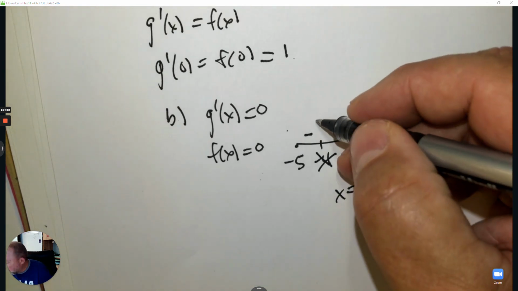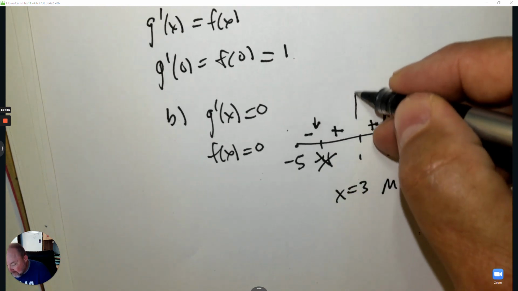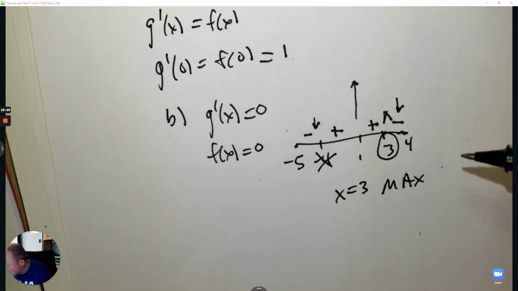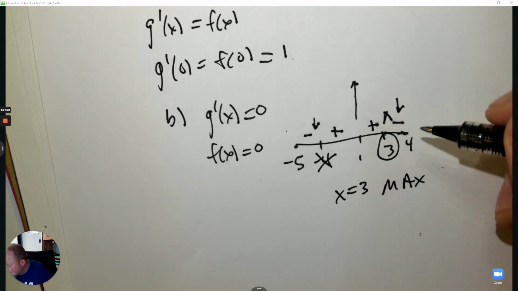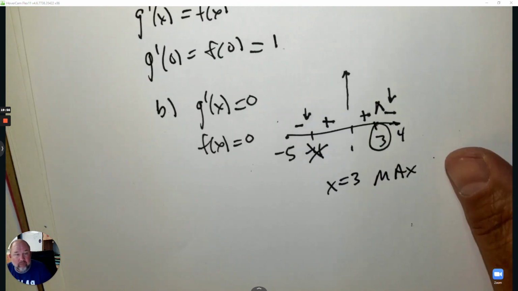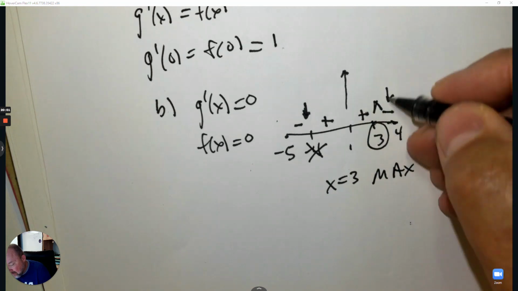So this decreases a little, and then it increases a lot, and then it decreases a little. So right here at 3 is going to be a relative maximum, or an absolute minimum value. So we go down a little, and then up a lot, and then down.